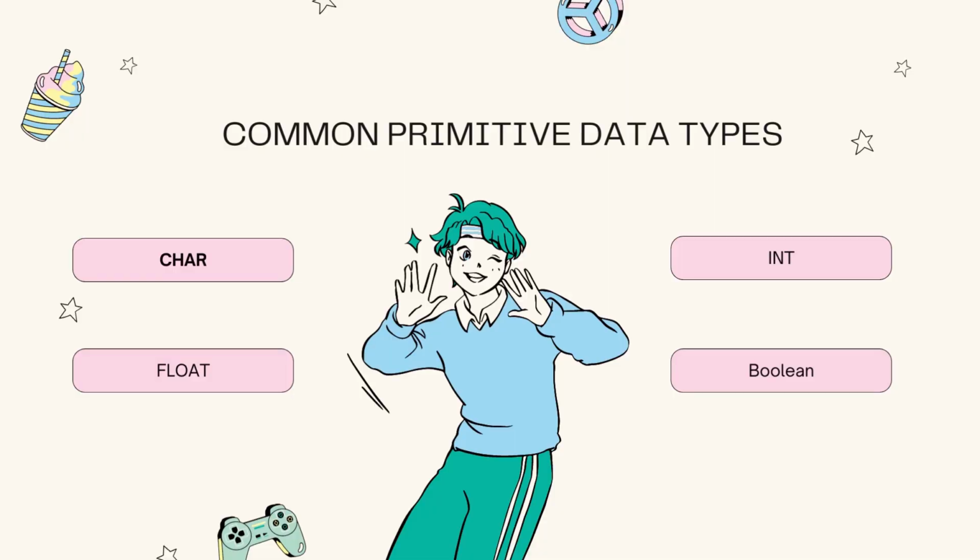Now you are introduced to data types and you have become familiar with chars. In my next video, I will be explaining the other 3 remaining most common primitive data types: ints, floats, and boolean.